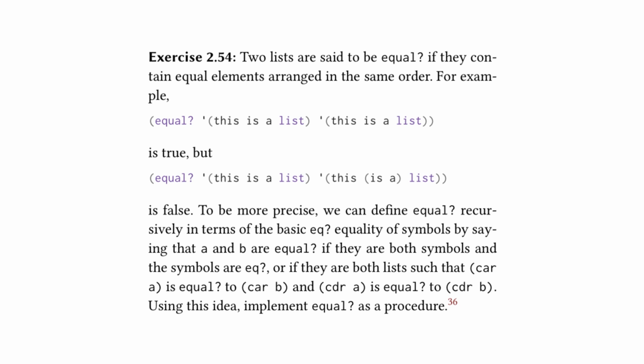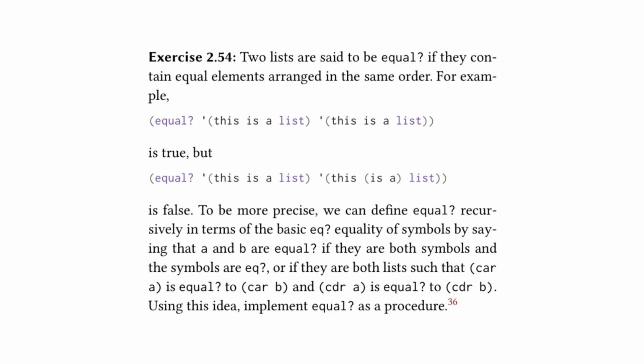So this brings us to our first exercise 2.54. It states 2 lists are said to be equal? if they contain equal elements arranged in the same order. For example, equal? quote this is a list with quote this is a list is true, but equal? quote this is a list with quote this is, and then in sub parentheses is a, end parentheses, list are not.